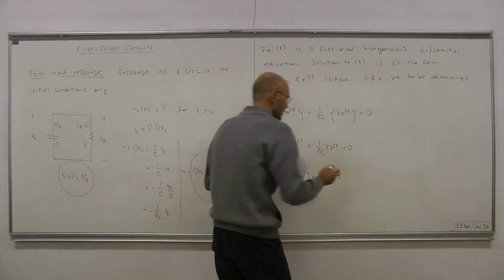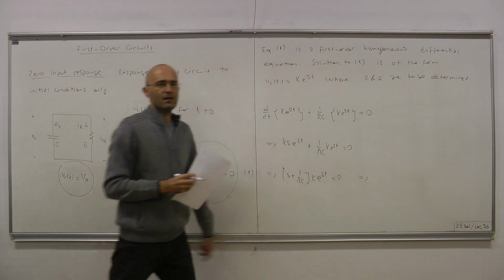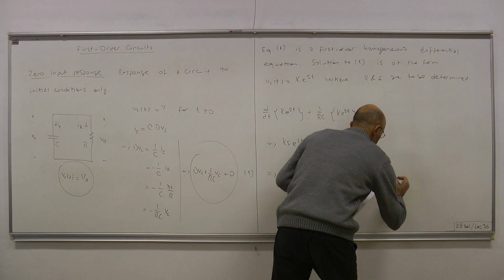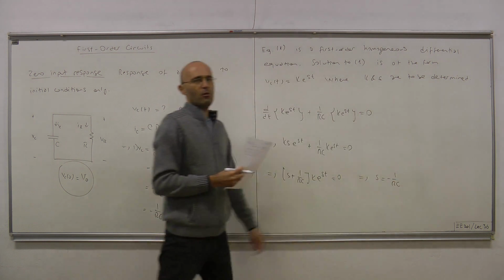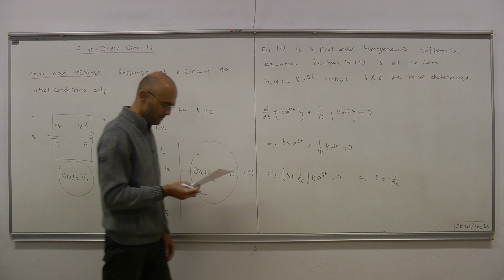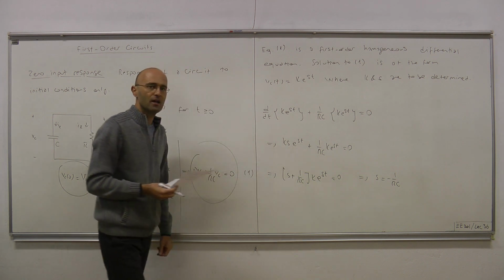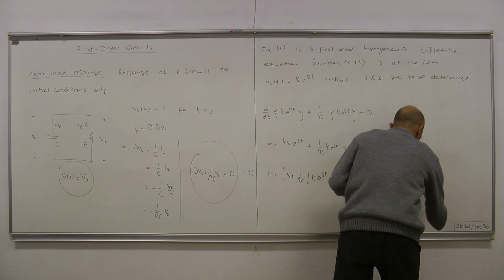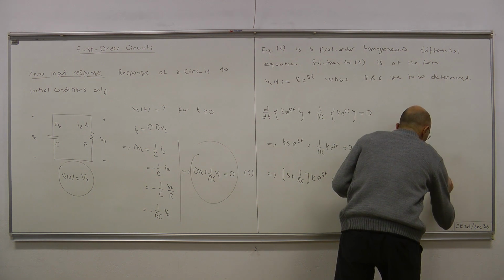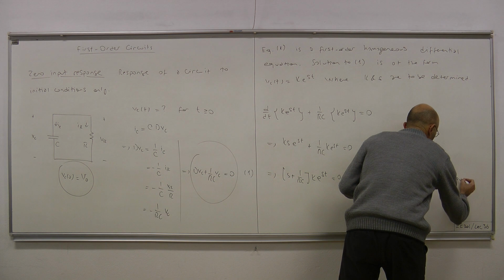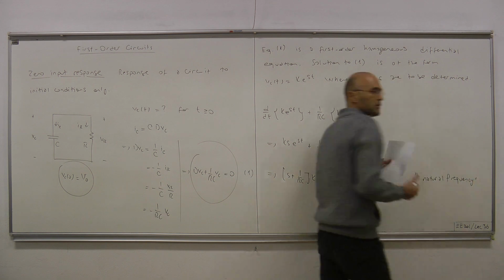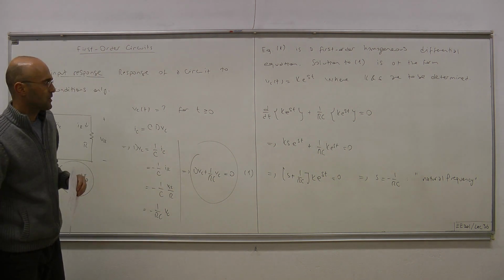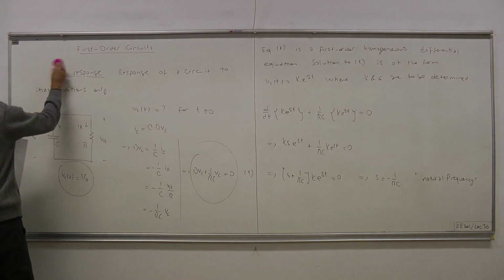And this implies, unless K is 0, that S has to be minus 1 over RC. This is an important parameter describing the circuit, therefore it has a name. The name is natural frequency of the circuit. And now, having determined S, let's also try to figure out K.